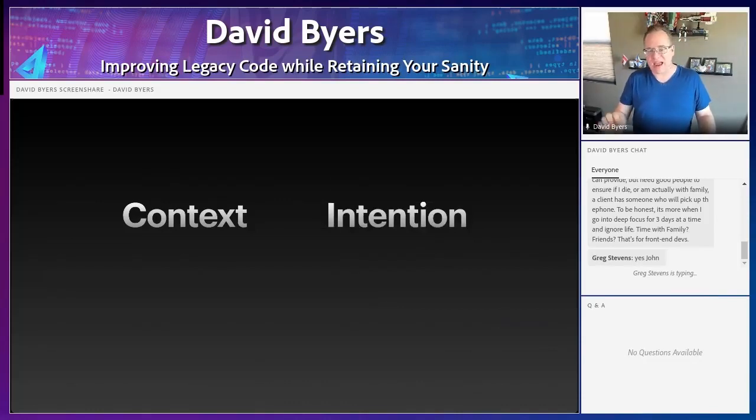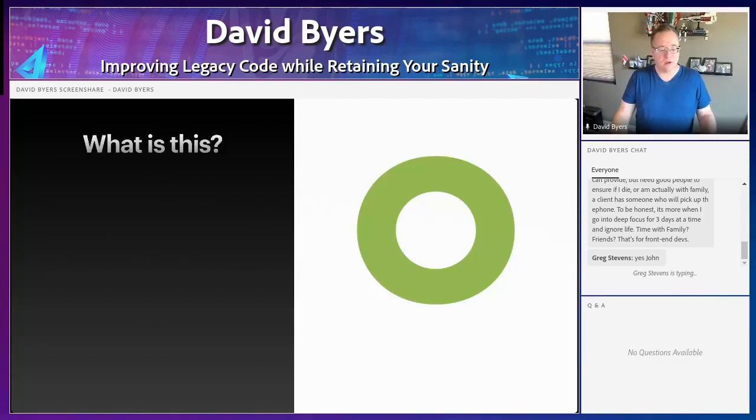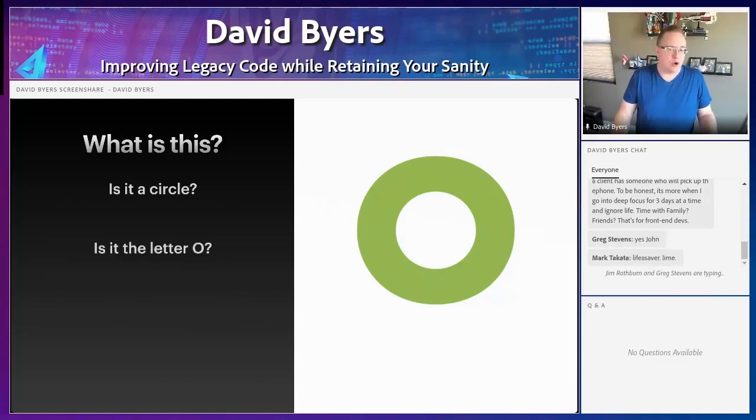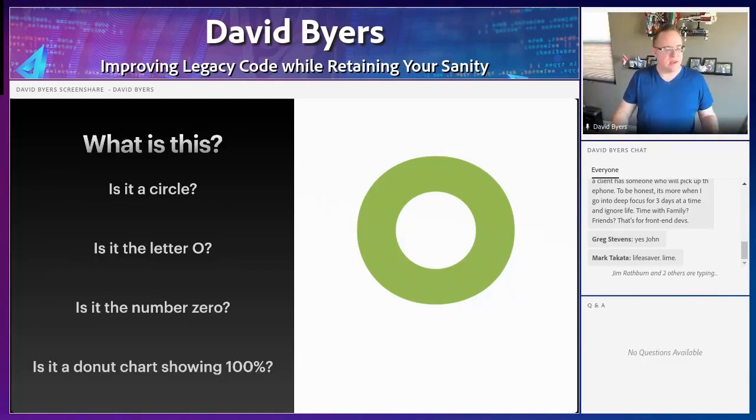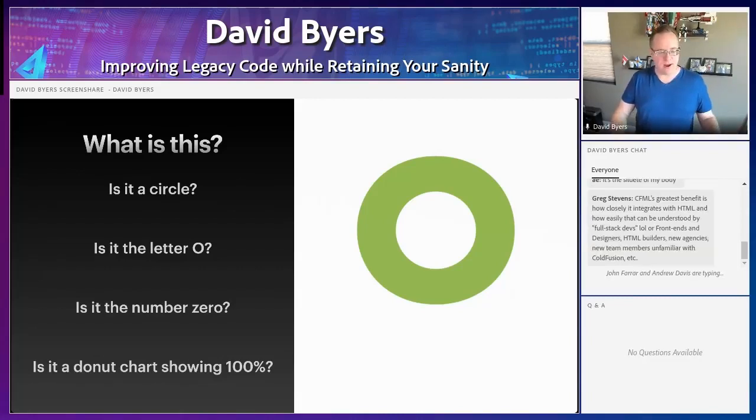Okay? I'm going to give you an example. When you think of documentation, lack of code comments, lack of a framework, lack of source control, you have no idea what the context or intention of the application was. Here's an example. What's this? Is it a circle? Yes, it is a circle. Is it the letter O? Okay, it could be. Is it the number 0? Again, yes, it could be. Is it a donut chart showing 100%? Without the context or intention of what this is, me presenting this green circle to you on a white background, you have no idea what this is intended to be, right?